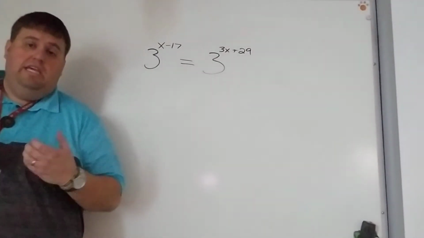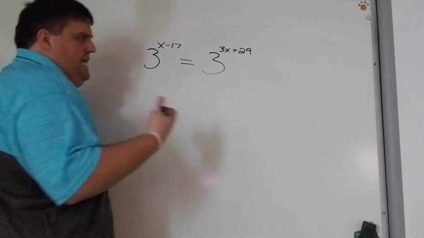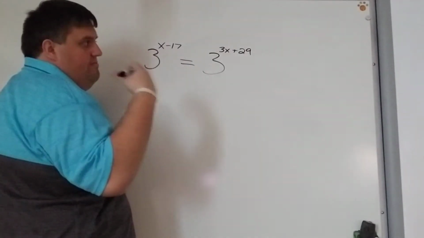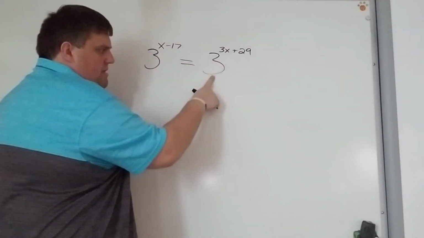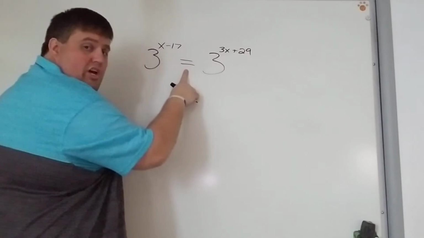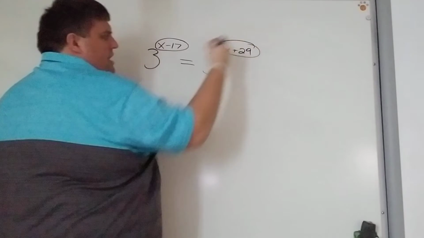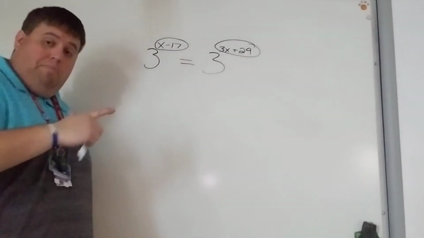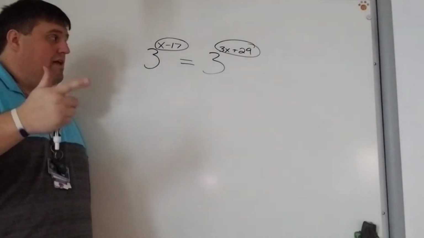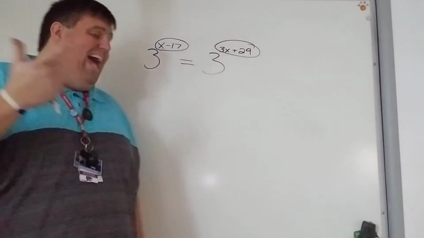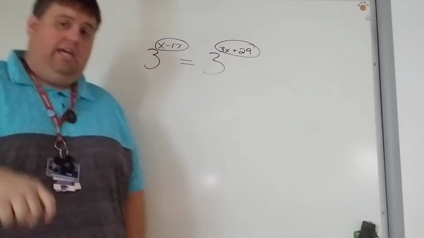Okay? On these problems, basically what we're looking at here and testing you on is that if the bases are the same and they're equal to each other, that means that their exponents would also have to be equivalent. So the bases are both 3. That means their exponents both have to be the same thing. So what would x have to be in order to make those exponents the same thing?